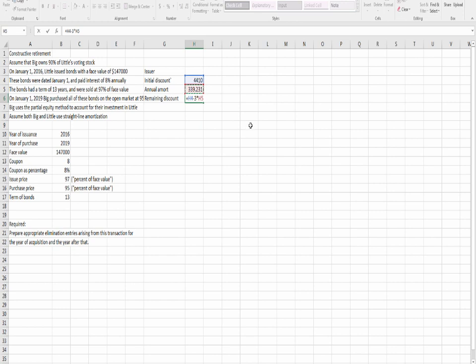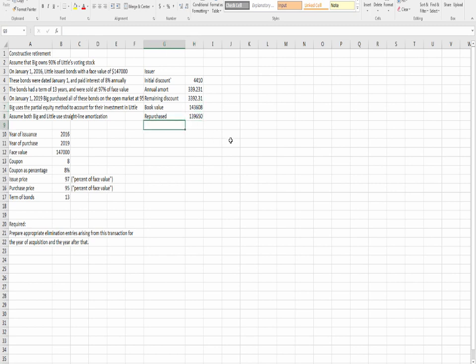So the remaining discount as of January 1st, 2019 is the initial discount of $4,410 minus 3 years of amortization at $339.23 per year. So the remaining discount is $3,392.31, which means the bonds have a book value of the face value minus that remaining discount. They were repurchased for 95% of face value, and so they had a book value of $143,607.69. They were repurchased at $139,650.